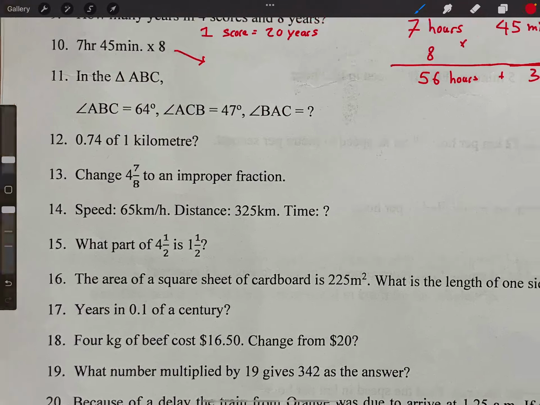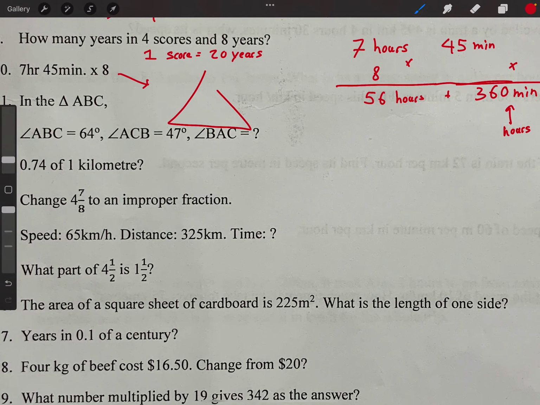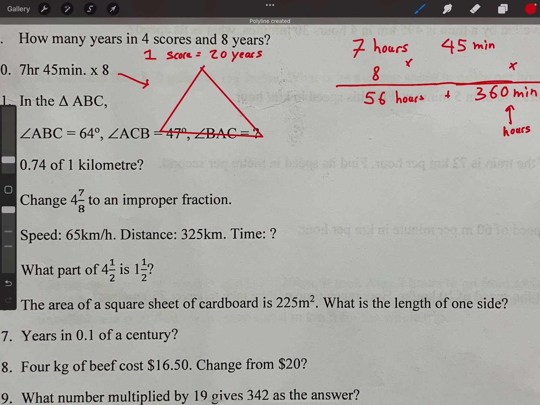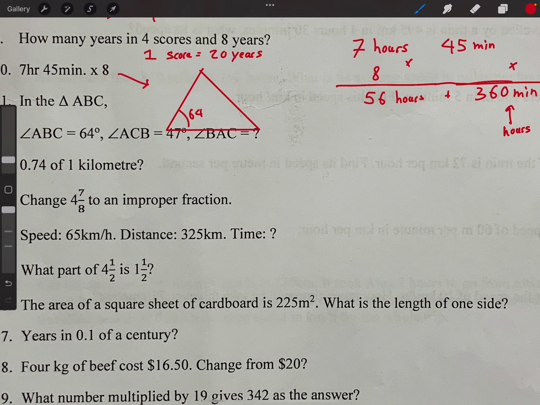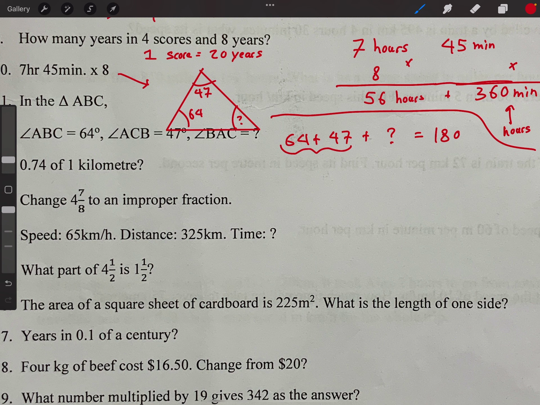In the triangle ABC, so imagine you have a triangle. And one angle is 64, the other angle is 47. What's the last angle? What we do know is that 64 plus 47 plus this unknown angle is equal to 180, because inside of a triangle all the angles add up to 180. Now what does this 2 add up to? 4 plus 7 is 11, so 100 and is it 111?